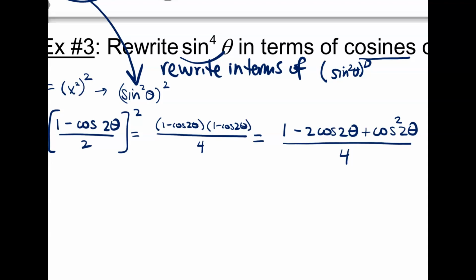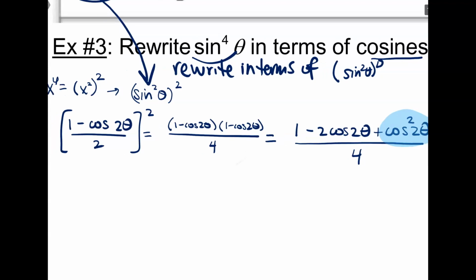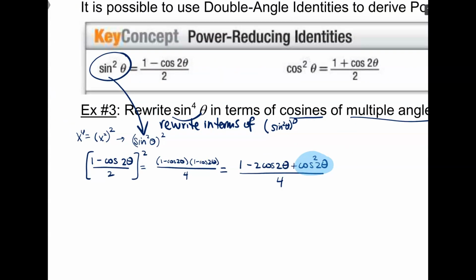Are we done? No. Guess what it says? Okay, so it's in terms of cosine, cool. And multiple angles, yes, check. But with no power greater than 1. Well, shoot, guess what we have? Cosine squared of 2 theta. So I have to come up with something, and I'm going to use this.